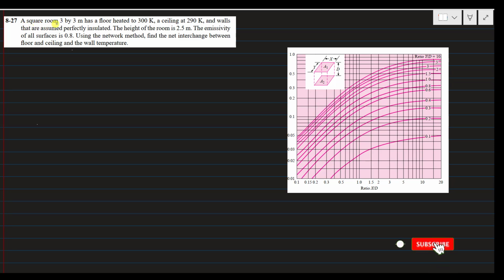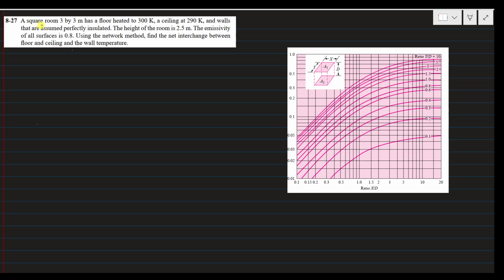A square room 3 by 3 meter has a floor heated to 300 Kelvin, a ceiling at 290 Kelvin, and walls that are assumed perfectly insulated. The height of the room is 2.5 meter. The emissivity of all surfaces is 0.8. Using the network method, find the net interchange between floor and ceiling and the wall temperature.